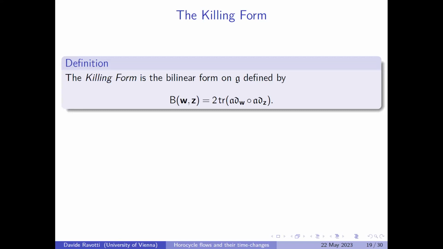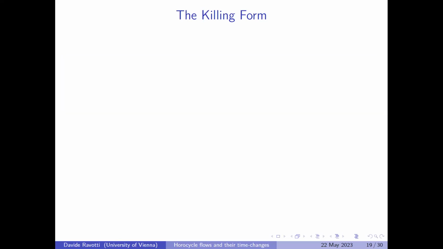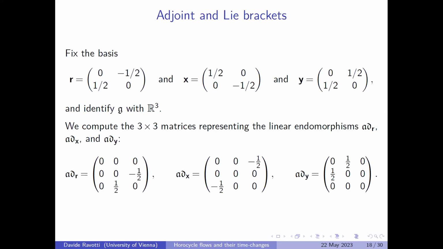So the Killing form is defined: you take two elements in the algebra, you compute the associated 3 by 3 matrices that correspond to doing the bracket with respect to the vector, take the product of these two matrices and look at the trace. So for example, if I want to find the Killing form of R times X, I would have to take the adjoint of R, multiply it on the left by this matrix, take the trace and multiply by 2, and so on for all the others.